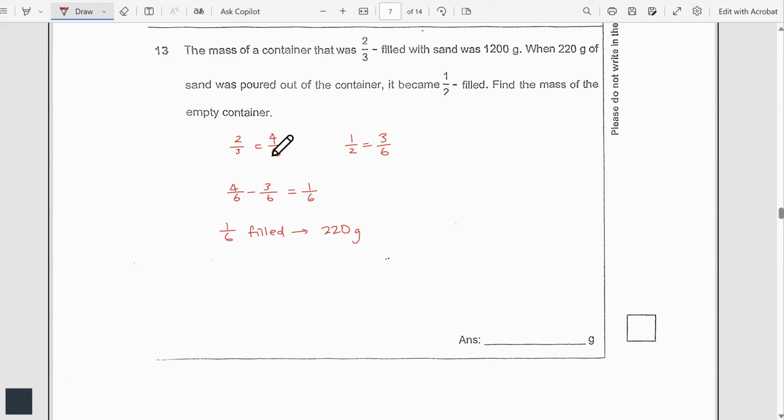Two-third is 4/6. So we find 4/6 filled. So 220 grams times 4, which is 880 grams. Now remove that from 1,200 and you'll end up with a container. Okay, so 1,200 grams minus 880 grams, you get 320 grams. Okay, so that's the answer.